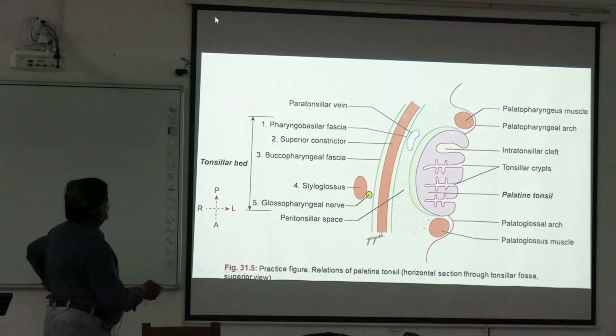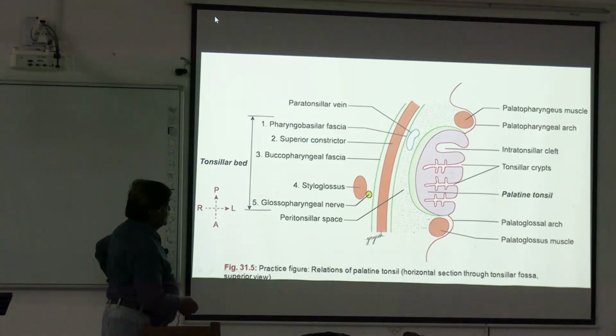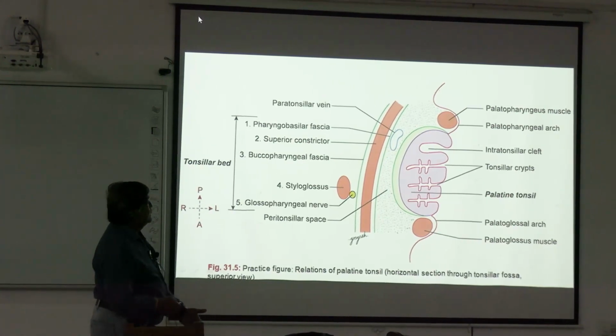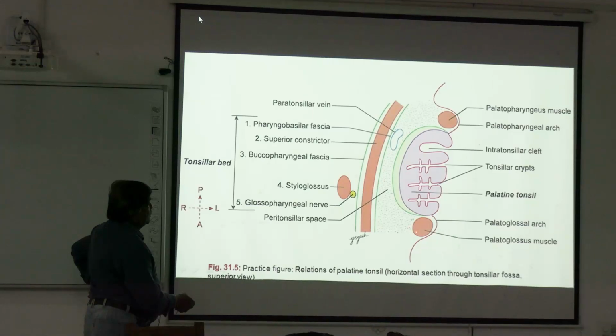Anterior aspect. Now you see the relation of the palatine tonsil, a section through the tonsillar fossa. This is the section through the tonsillar fossa, cut like this. Now you see, this is the palatopharyngeus muscle and this is the palatoglossus muscle. Now the tongue is at this level. So the palatoglossus, and this is the palatopharyngeus muscle.